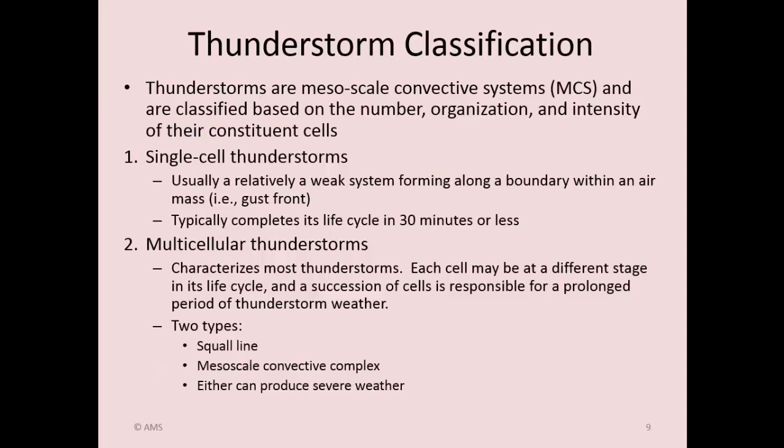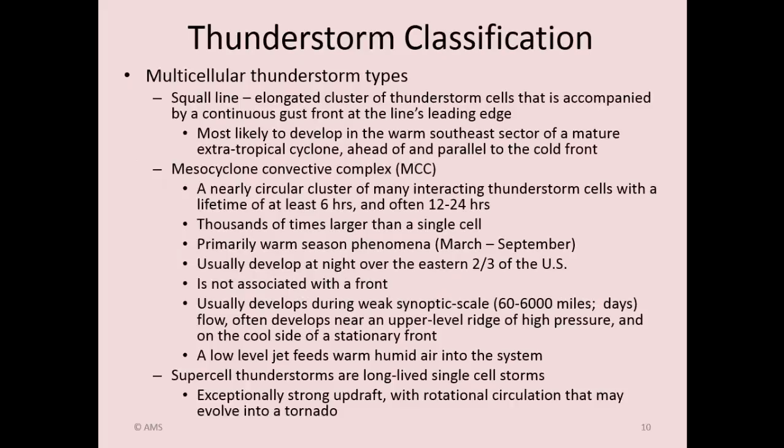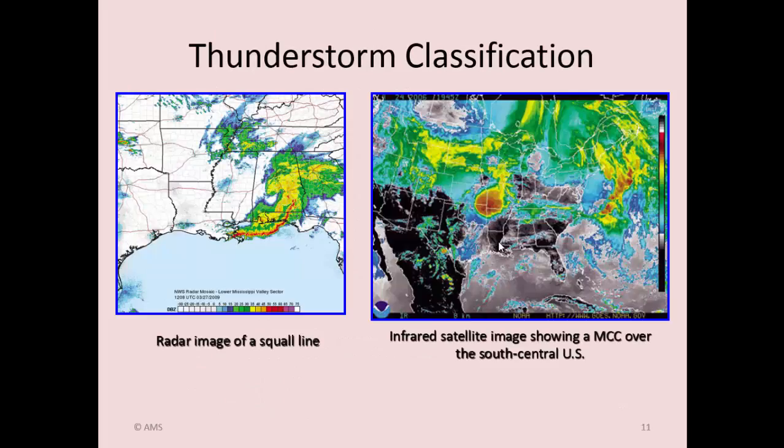Let's take a look at some of these. We've already talked about single cells. If you look at number 2, multicellular thunderstorms, there's two types that we'll take a look at. One is a squall line along a cold front, and the other is this interesting type called a mesoscale convective complex. And yeah, either one can certainly produce severe weather. So let's go to that right now.